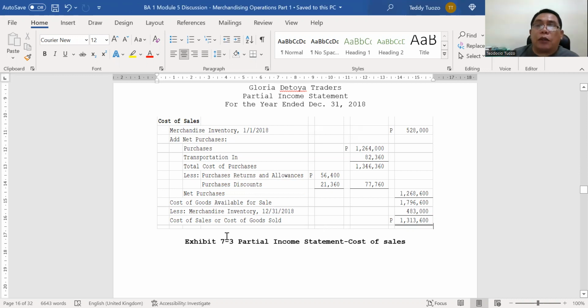Okay, merchandise inventory end. Why? If we start with merchandise inventory beginning, the inventory left from our previous year 2017 becomes the beginning of 2018. The merchandise inventory end at 12/31 is what is left in 2018. That will become the merchandise inventory beginning for 2019.